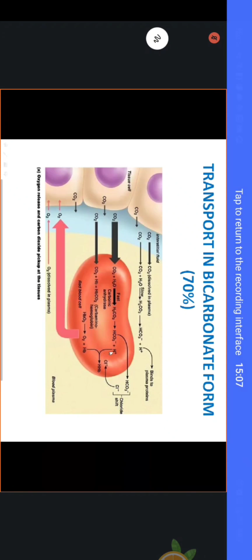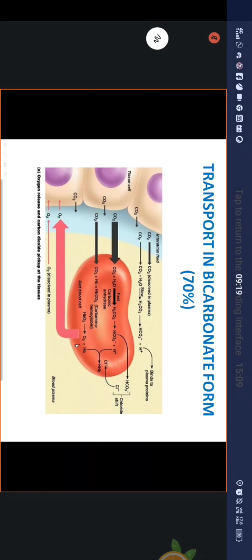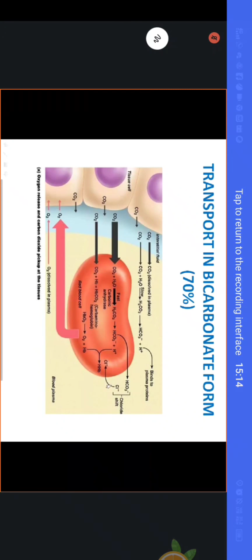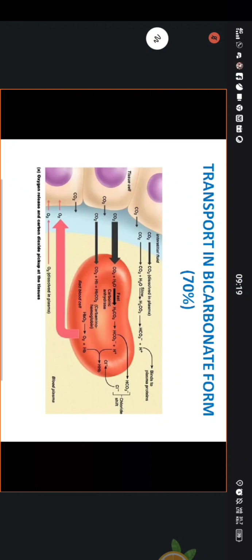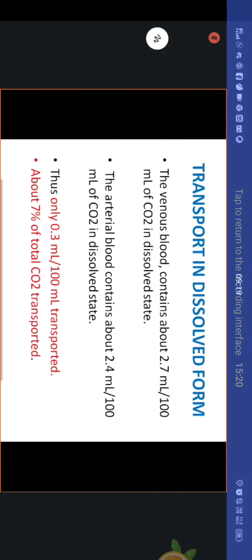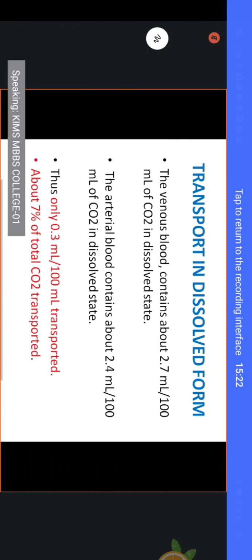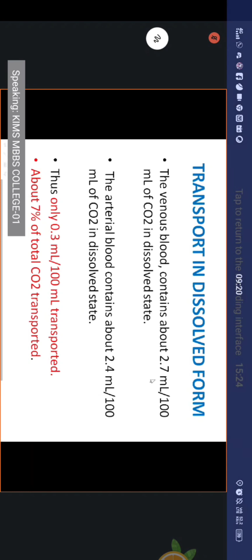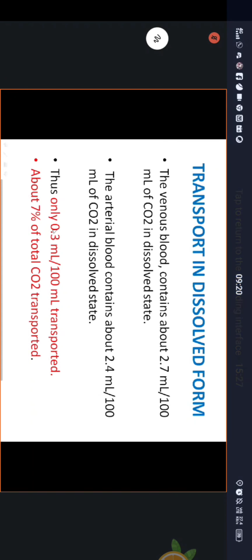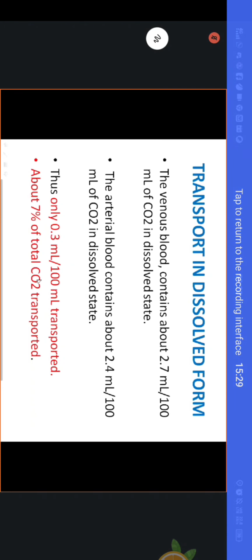Whereas the H plus liberated is buffered by hemoglobin, which forms the conjugate with hemoglobin, HHb. So this is the bicarbonate form. Whereas this is the dissolved form. Only quantities are mentioned: venous 2.7, arterial 2.4. So overall 0.3 ml per 100 ml is transported in dissolved form.